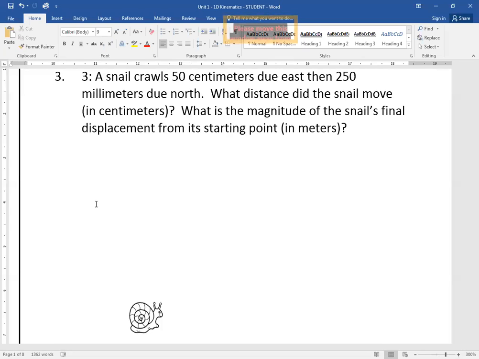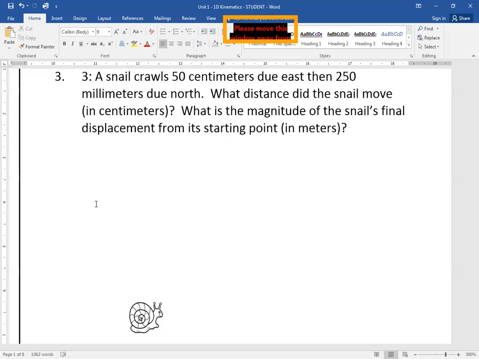So 50 centimeters, 250 millimeters. How many centimeters is 250 millimeters? 50 centimeters is 500 millimeters. Okay, that's good. Or, 25 centimeters. So 250 millimeters is 25 centimeters. And 50 centimeters is how many meters? 0.5. And 250 millimeters is how many meters? 0.25, a quarter. Perfect. So if I want to analyze the snail's motion, what should I do first?